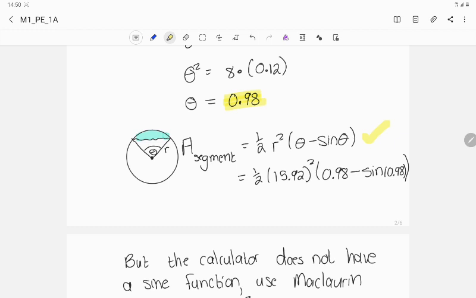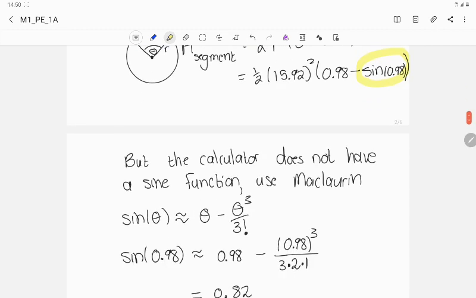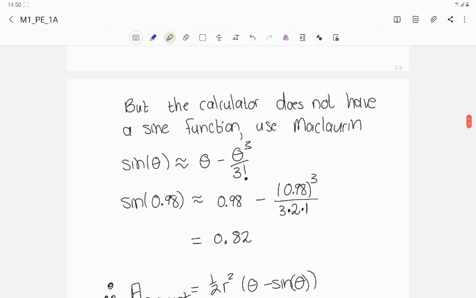And I substitute my 0.98 in and I see that I've got a second problem here. I don't have a sine function on my calculator. So now it also says use Maclaurin. Now sine of theta, if you look in your notes, is theta minus theta cubed over 3 factorial.